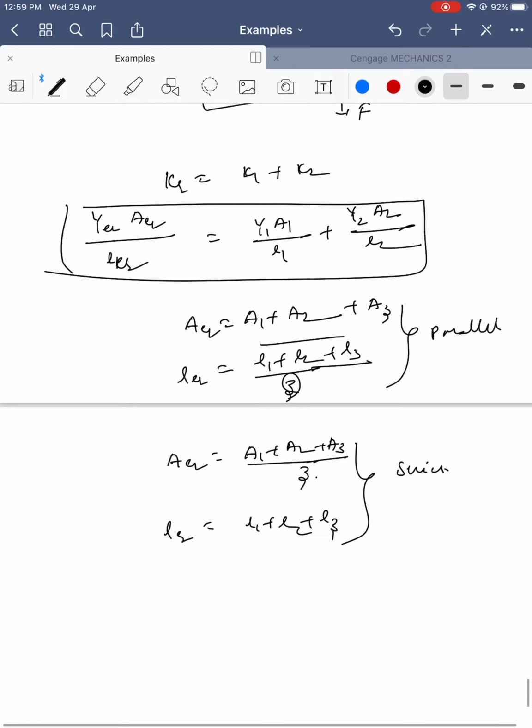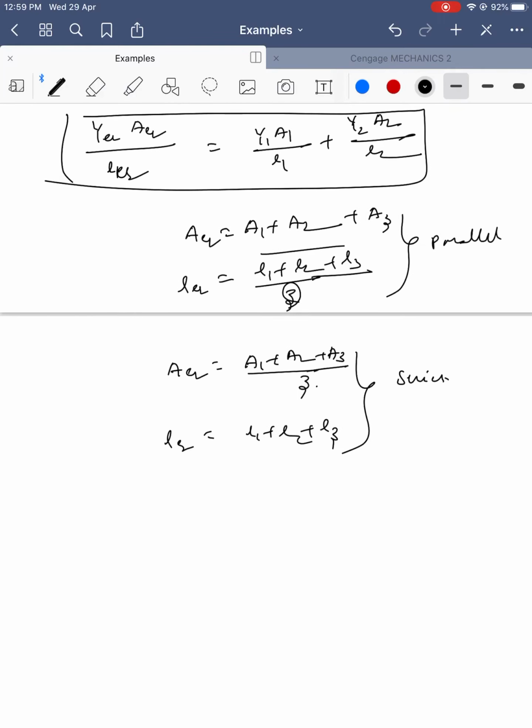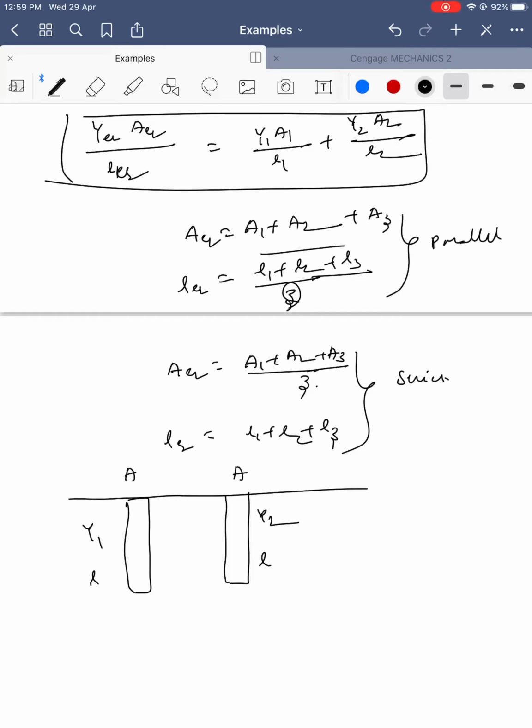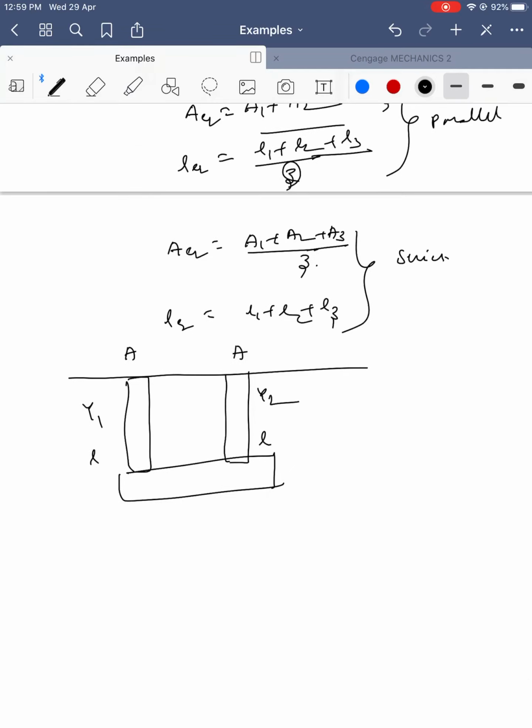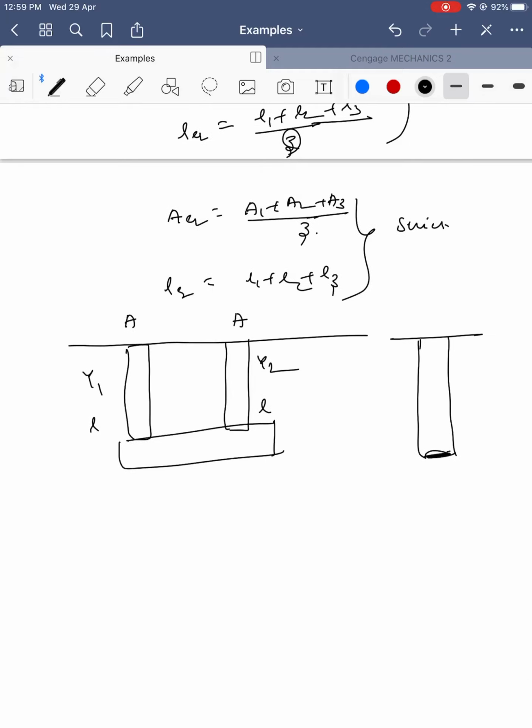Okay, so now we are considering the parallel case. Let's consider one simple example. Two rods of the same area and same length. Here is Y1 and the other is Y2. They are connected like this. Find the equivalent Young's modulus, which means there is a single rod which has the same properties as these two combined. Let's try to do this.